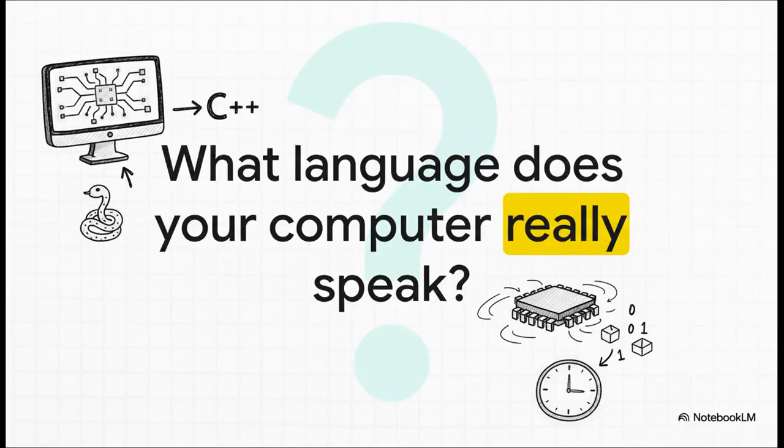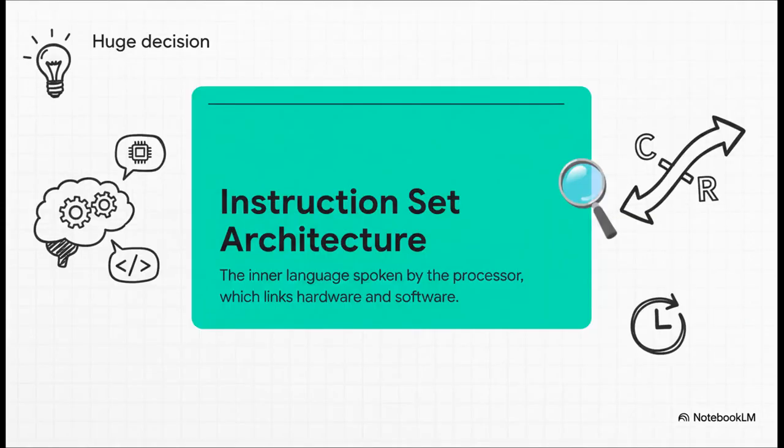So, let's just start with a basic question. You might be coding in Python or C++, you might be clicking on icons, but what language does your computer actually speak? I can tell you it's not English, and it's not even just ones and zeros in the way you might think. There's a sort of inner language that the hardware itself is built from the ground up to understand. And that inner language has a name. It's called the Instruction Set Architecture, or ISA for short.